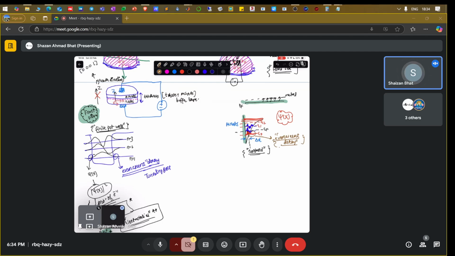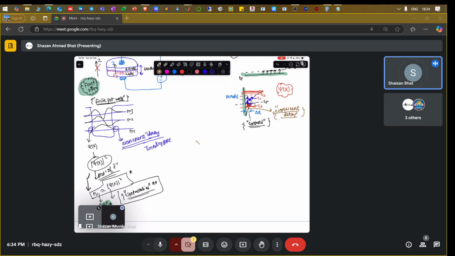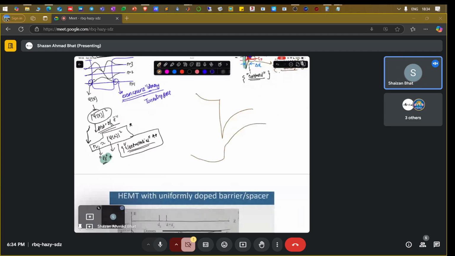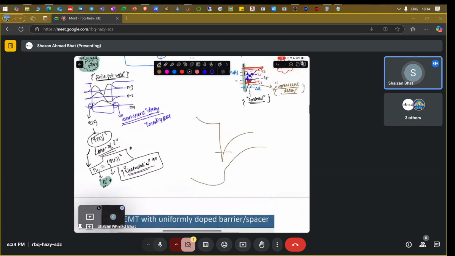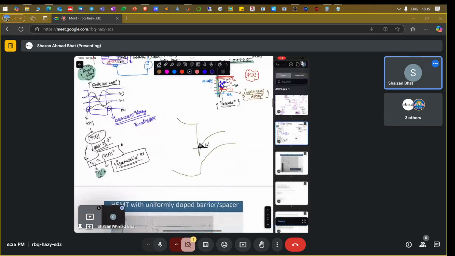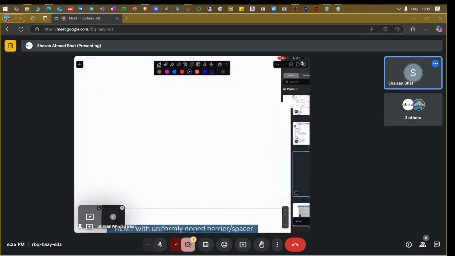Because if you have the band diagram which looks something like this, and this is the first energy level where you have the electrons, that means there is a probability of finding the electron in the band gap region. So this is sometimes problematic, but let's not talk about this here.